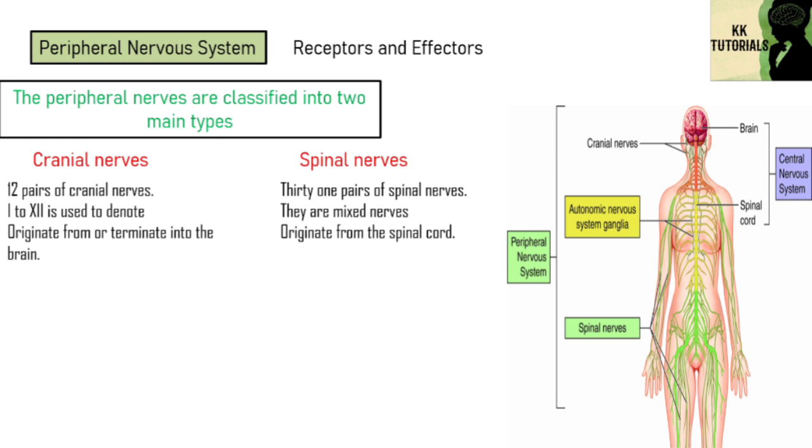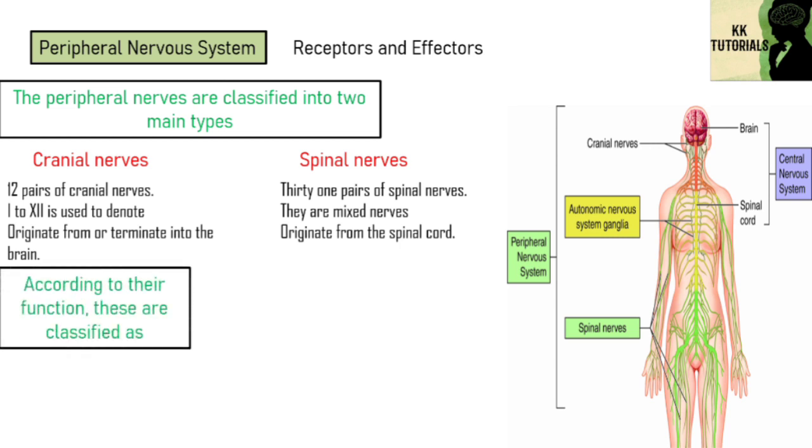Let's talk about cranial nerves. These nerves develop from the brain. There are 12 pairs of cranial nerves. Roman numbering 1 to 12 is used to denote them. These nerves originate from or terminate into the brain. According to their functions, these are classified as sensory: 1, 2, 8; motor: 3, 4, 6, 11, and 12; and mixed: 5, 7, 9, and 10 nerves.